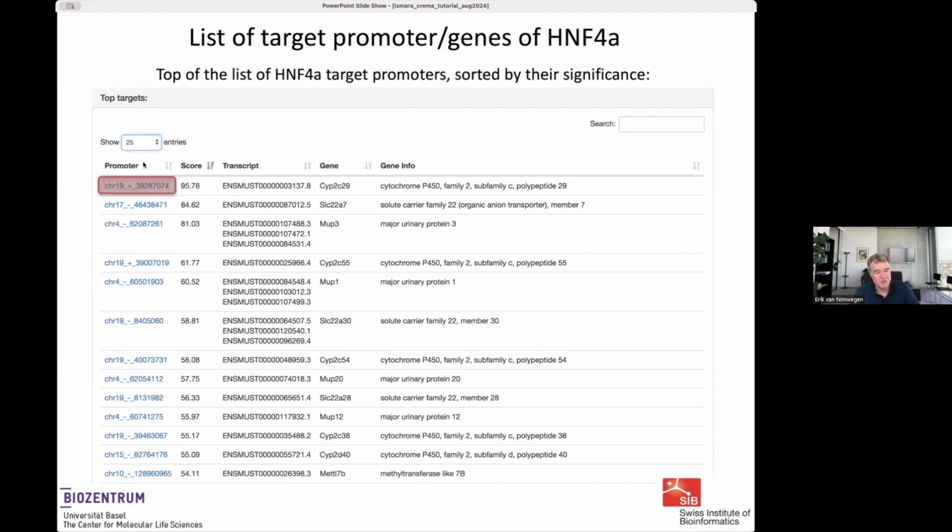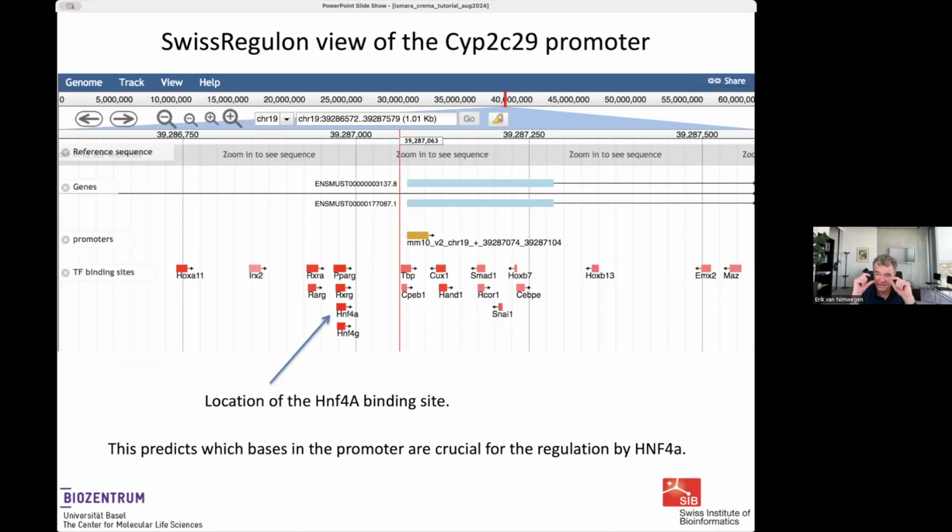And so you get here a link to the actual promoter of this target gene. And if you click on this, you will be taken to a web browser. And this web browser shows the start of this gene. So this is the start of this gene with its promoter, that is this little sand-colored box here, and all the predicted binding sites in this promoter.